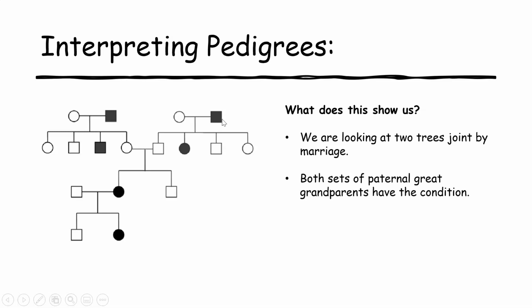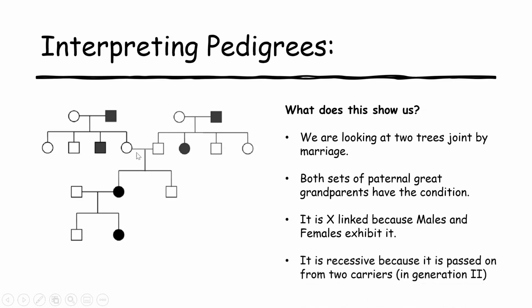Both sets of paternal great great grandparents have got this condition. Remembering paternal is another word for male. It's X-linked because it's passed to males and females. And this proves to us that it's recessive. Individuals here have got it, yet one of their offspring have it. So it shows that it is recessive because it's passed on from 2 carriers in generation 2.